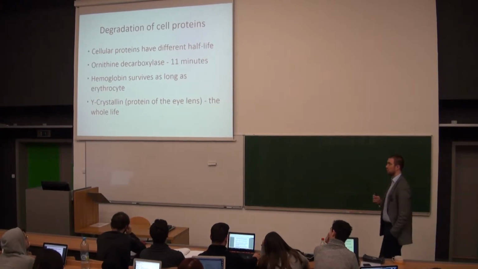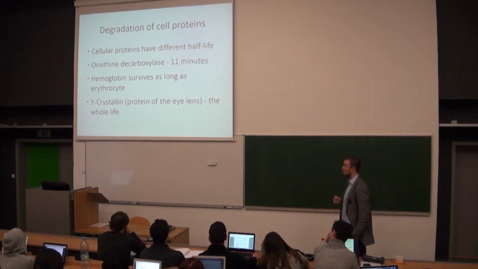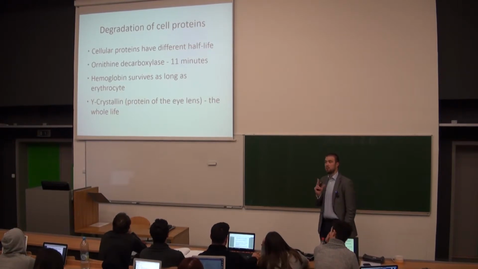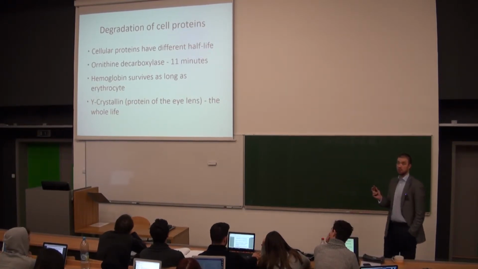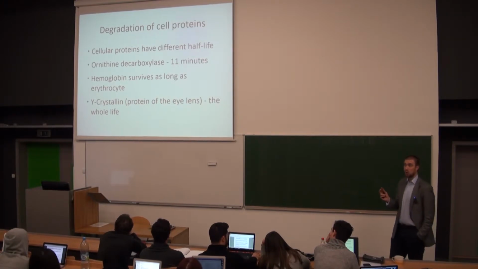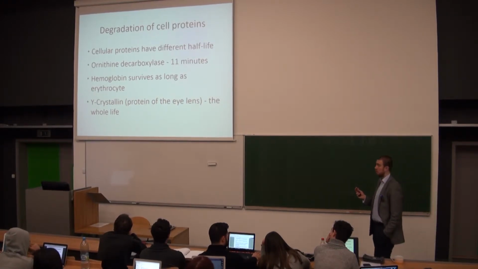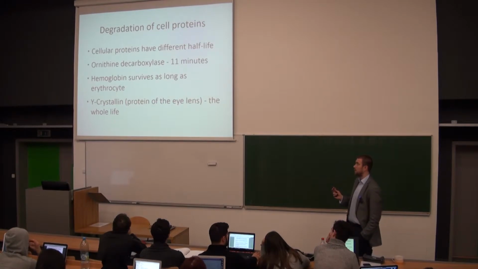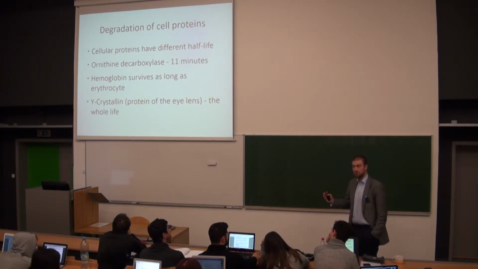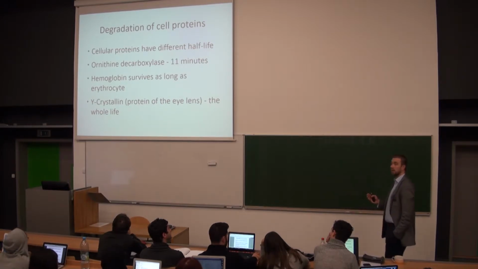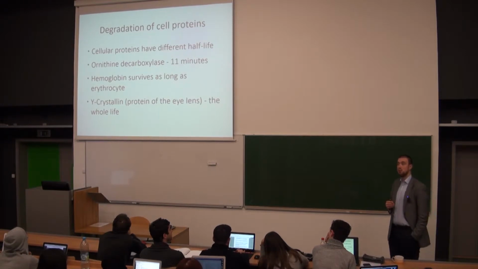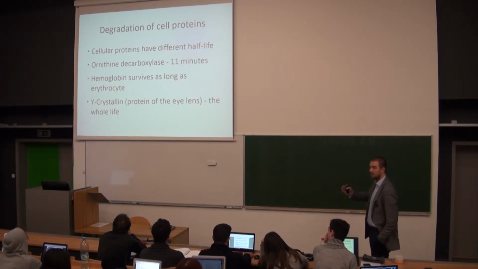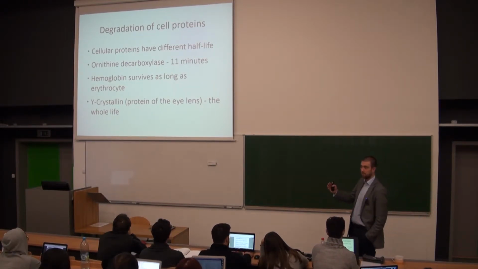Second, here you have hemoglobin. Hemoglobin, as you know, is produced in the precursors of erythrocytes. Mature erythrocytes cannot produce it, and also they do not degrade it. That means that the hemoglobin molecule must stay in the erythrocyte for the whole life of the erythrocyte, and that's around 120 days. So here you see a protein that must have a much longer half-life.